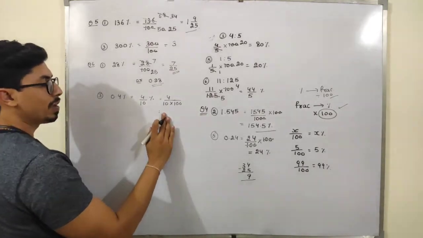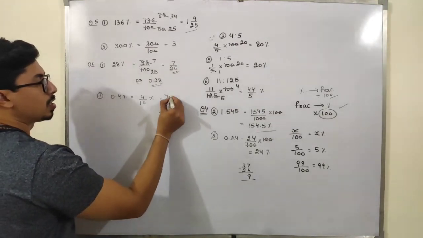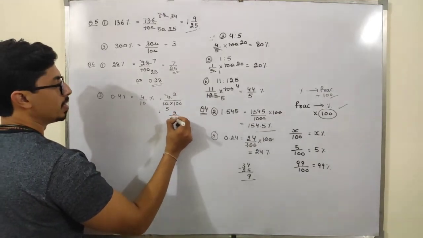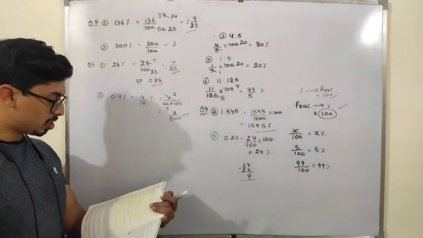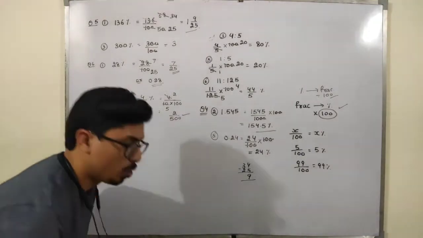So this is my required answer. 4 upon 1000. Now if I just cancel them out, 2 2s are 4, 2 5s are 10. So 2 by 500. This is my required answer. Okay. So this is my question number 6 students. So the remaining part you have to do yourself.